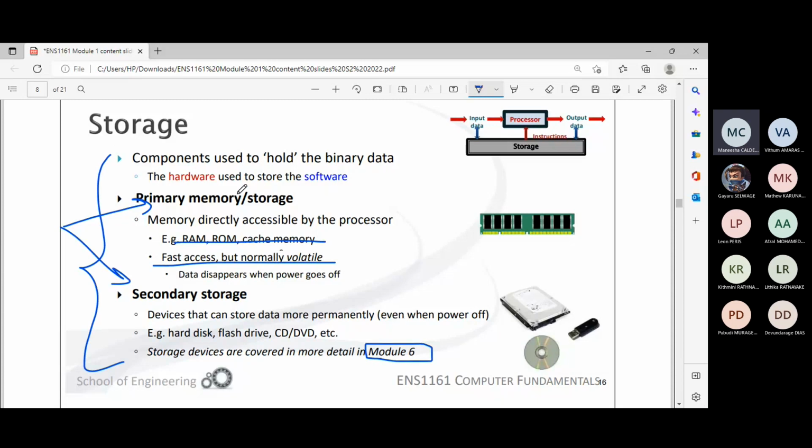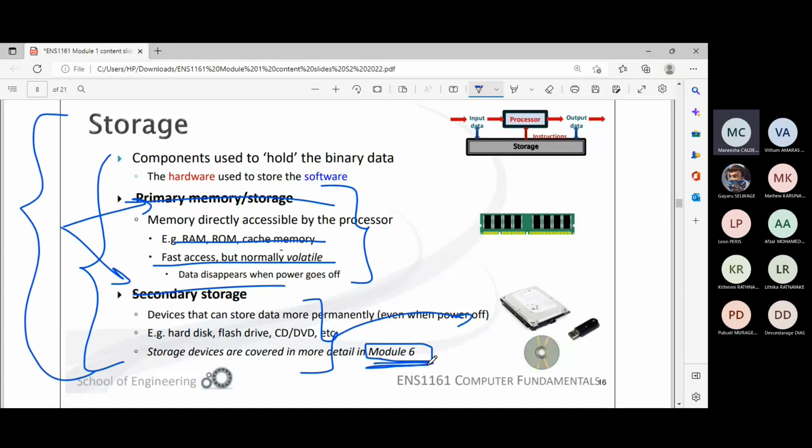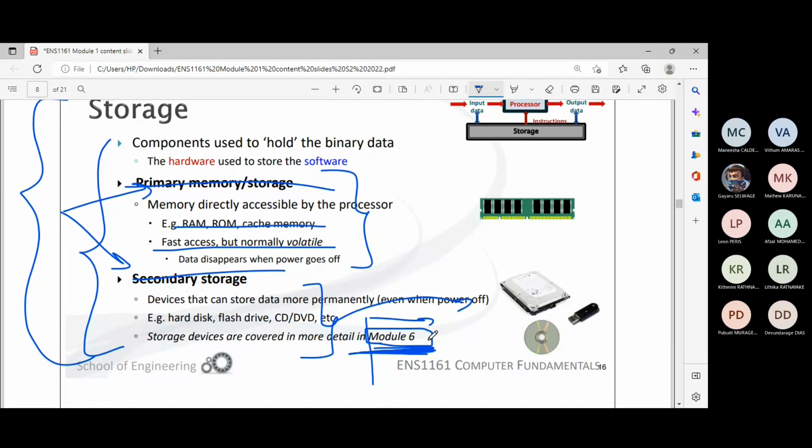I'll discuss what primary memory is, what secondary memory is, why we need primary memory, what the architecture of primary memory is, why we need secondary storage, how it stores in memory, and related information. That's the story behind storage, and we are supposed to discuss that concept under module 6. From module 6 onwards, you will be able to grab it and move further.